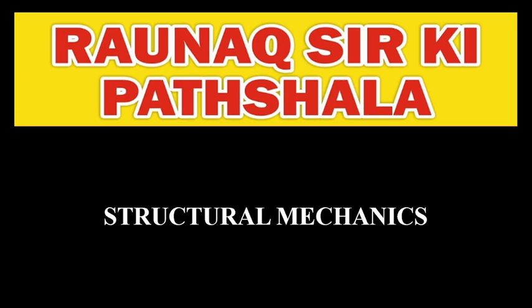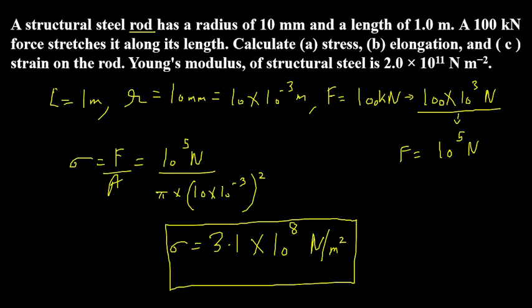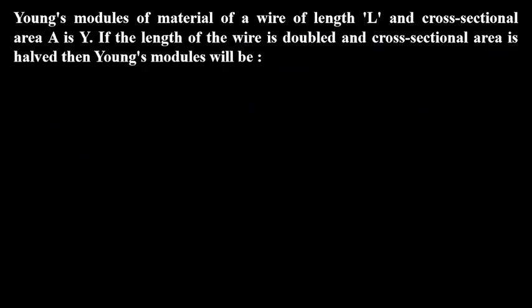So we will continue. After that, we have studied the basic concepts, stress, strain, elongation. We have discussed this numerical. Now let's start the next numerical. Young's modulus of a material of a wire of length L and cross-sectional area A is Y. You all know we can denote Young's modulus through E as well as Y.